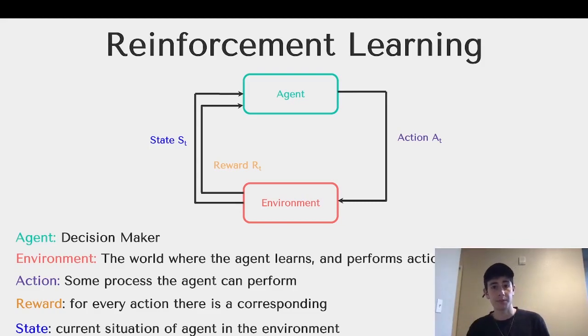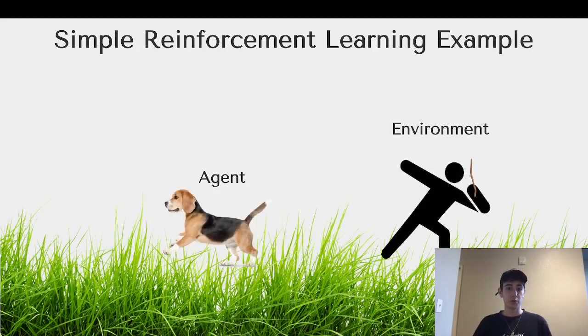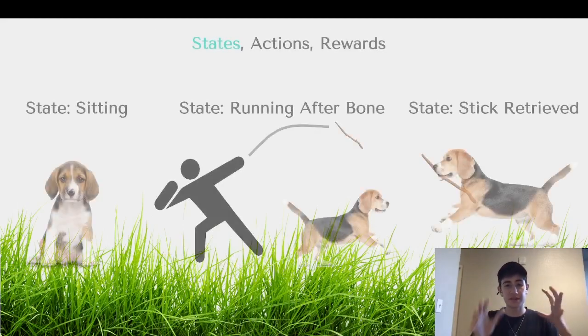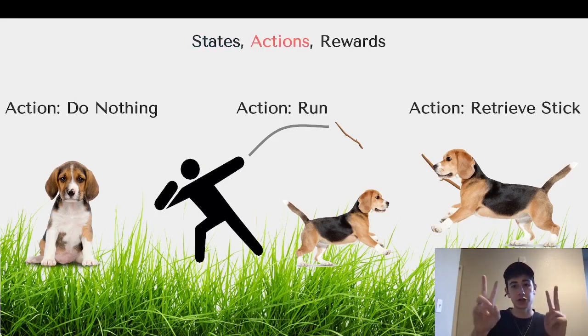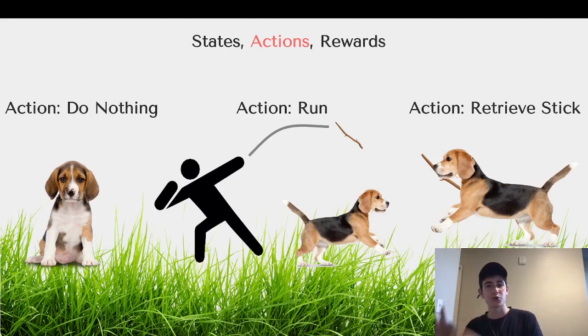Now let's think of an example that illustrates this, like in real life. So a really simple example would be a person with a stick throwing to a dog. Now the dog is the agent, and the environment is the person with the stick in some grassy field. Okay? So the states in this case are sitting, running after the bone, and stick retrieved. The actions in this environment are do nothing, run, and retrieve stick.